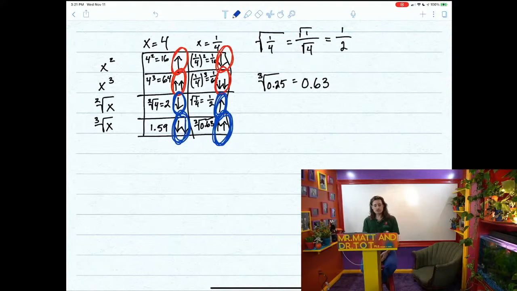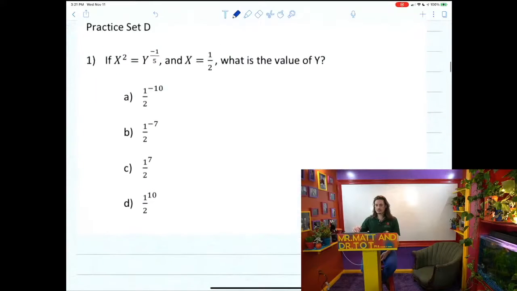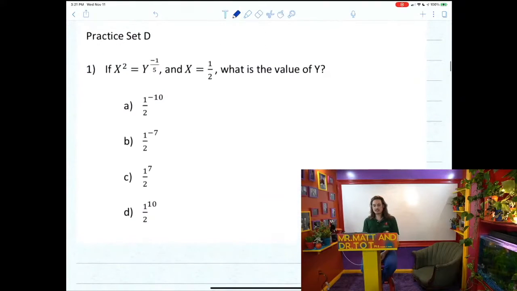If you have any questions, then please let me know. Otherwise, I just want to get right into some practice problems. So I'm going to give you 3 minutes. Please look at number 1, and then I'll give you some hints and the solution.